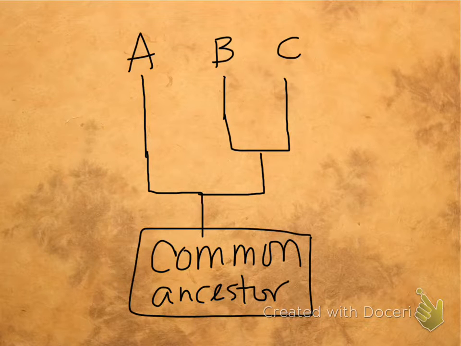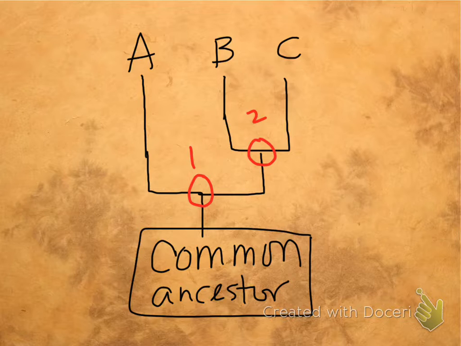If species B continues to evolve, and we end up now with 2 new species, where's the common ancestor for species A and species B? Where's the last time they had a common ancestor? Is it here or is it here? We'll call that point 1, point 2. Vote with your fingers. Is it 1 or 2? Where's the common ancestor? The common ancestor for species A and B is point 1.